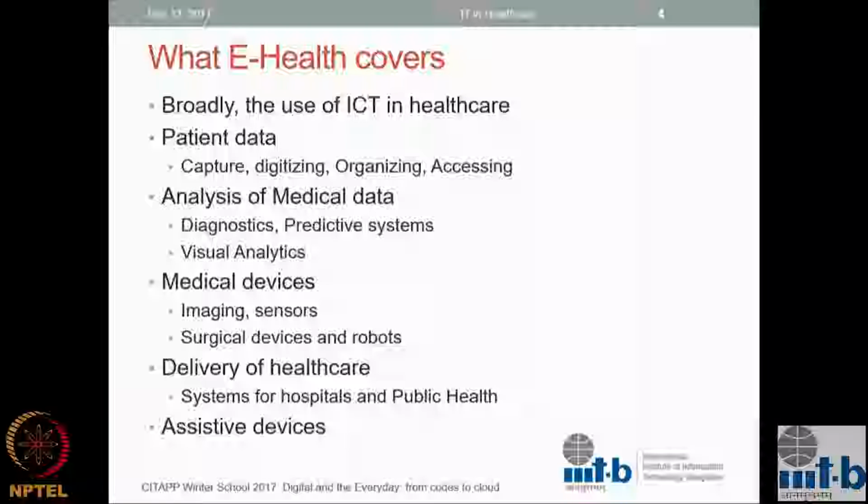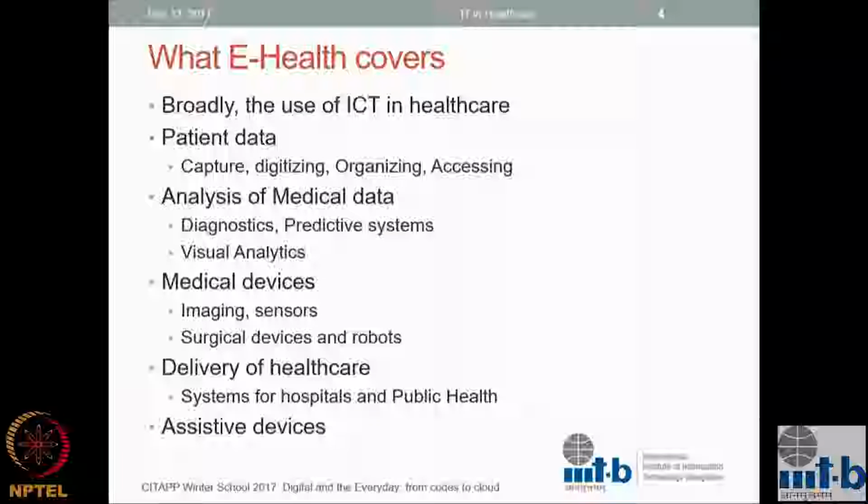So there are many different aspects of this. One is just collecting patient data. You have to collect data, organize it, analyze it, do various activities based on that. You analyze it both for diagnostic and predictive things for the patient itself, and then larger analysis which could be more to look at public health, epidemics and those kind of things.